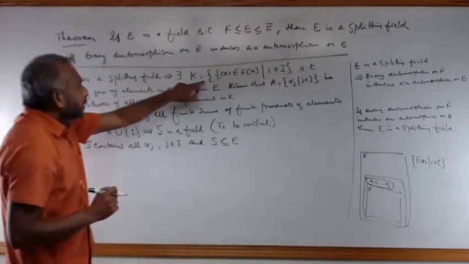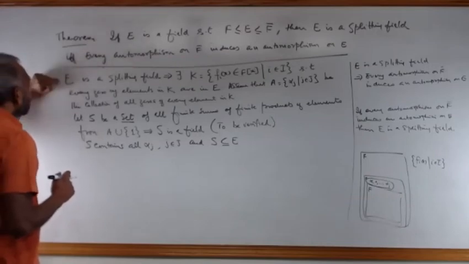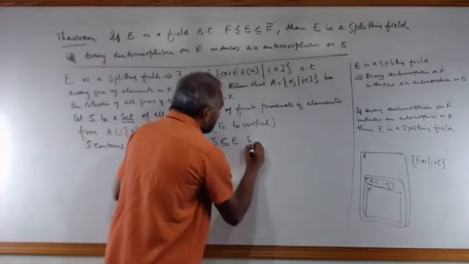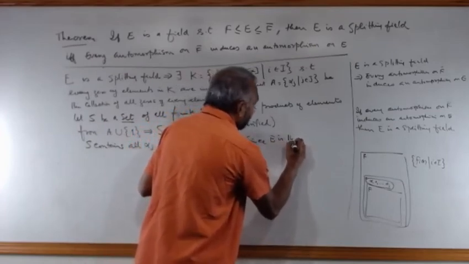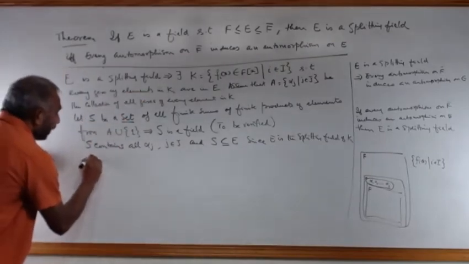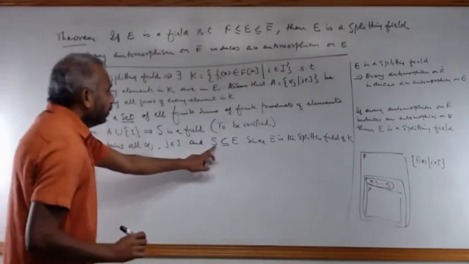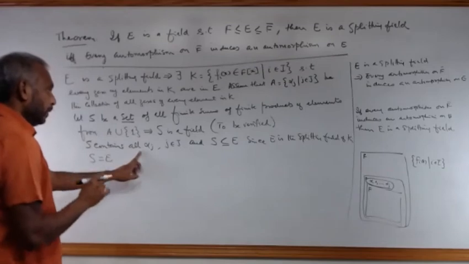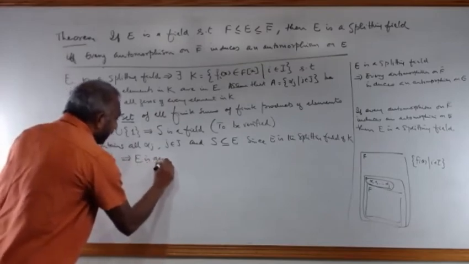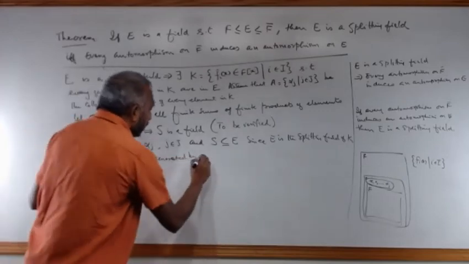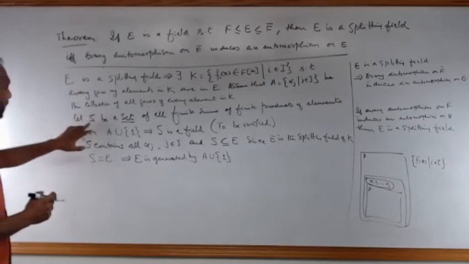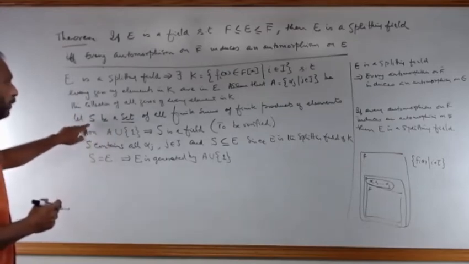But E is a splitting field of this. The definition of splitting field is that it's the smallest field containing all zeros of a collection of polynomials. So since E is the splitting field of K, S is equal to E, because you cannot have a smaller field containing all the zeros of this collection of polynomials. And that implies E is generated by A union 1. That is the idea of creating this S and showing that it's a field.